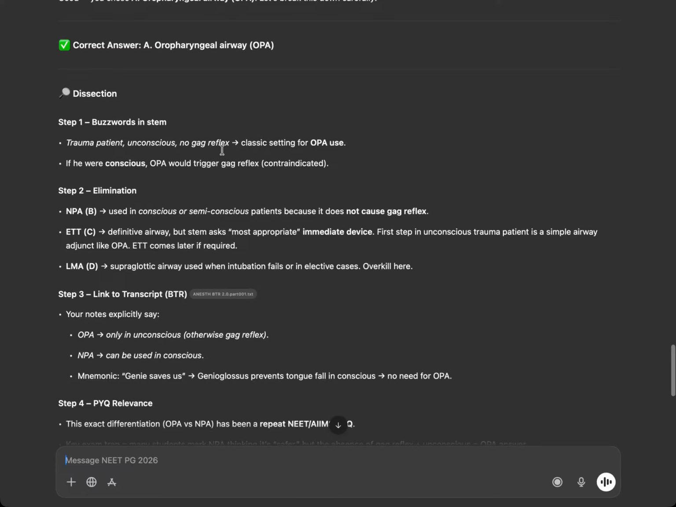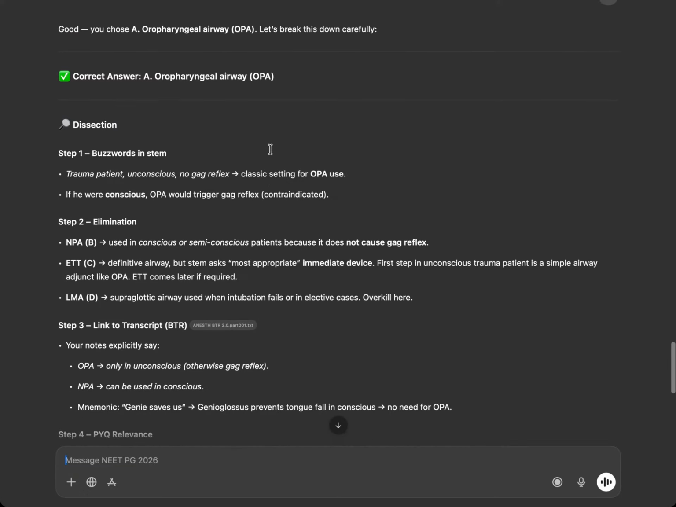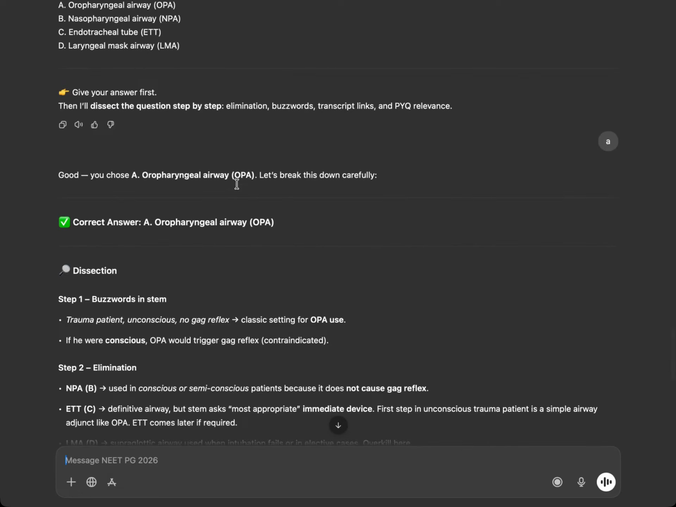Patient has no gag reflex. Classic setting for OPA use. If you are unconscious, OPA doesn't trigger the gag reflex. See, if he was a stable patient, in a similar scenario, we could have used a nasopharyngeal airway, the B. Endotracheal tube, it's not the use case right now. We don't need it right now.